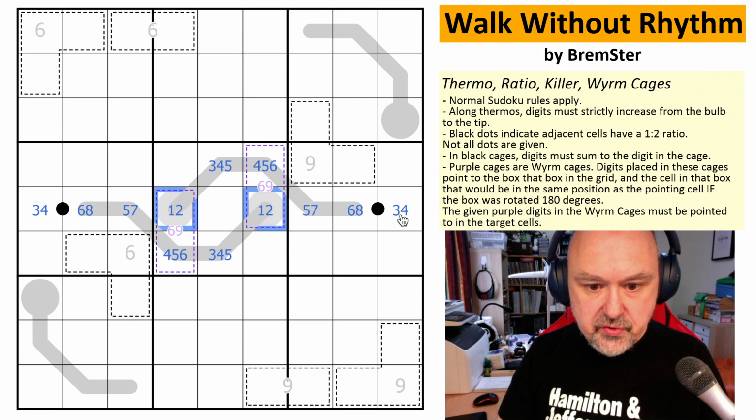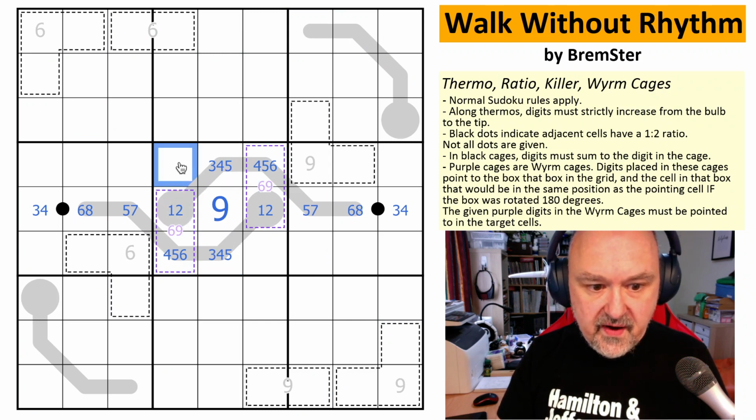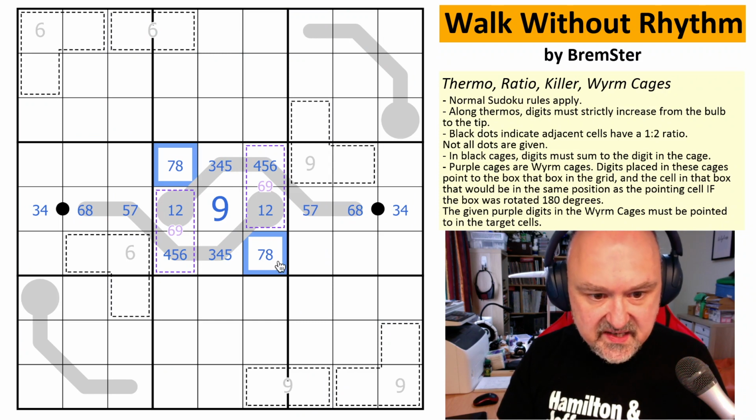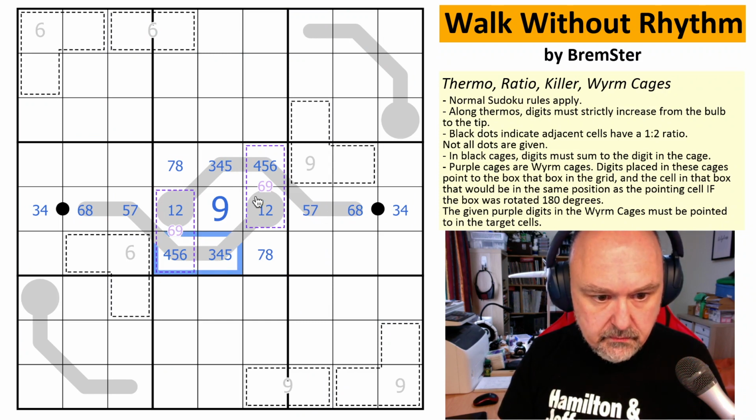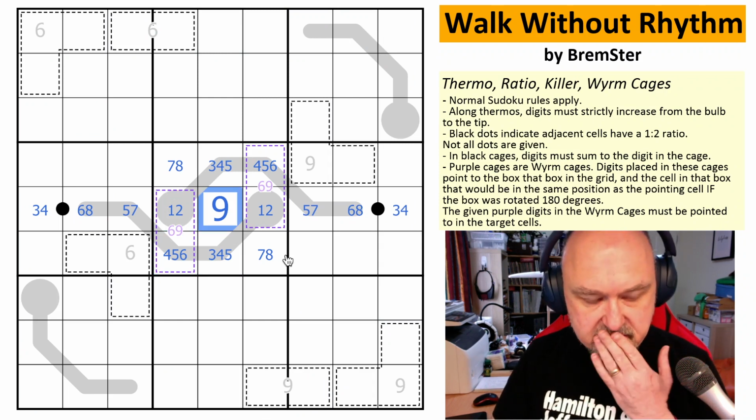We've now got 1, 2, 3, 4, 5, 6, 7, and 8. We put a 9 in the middle. So we've got 3, 4, 5, 6. We need to put a 7 and an 8 in here. So we've already got some eliminations.